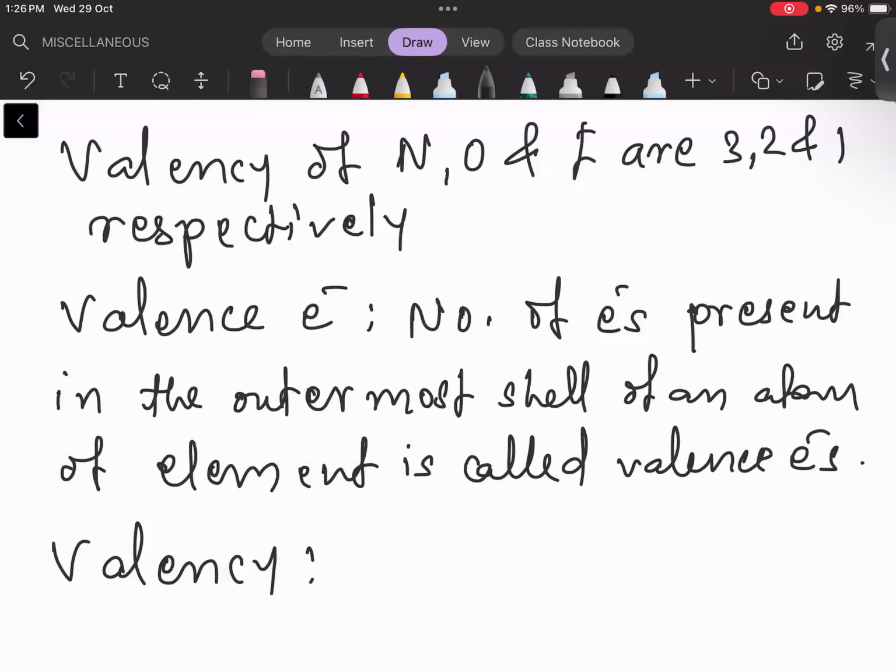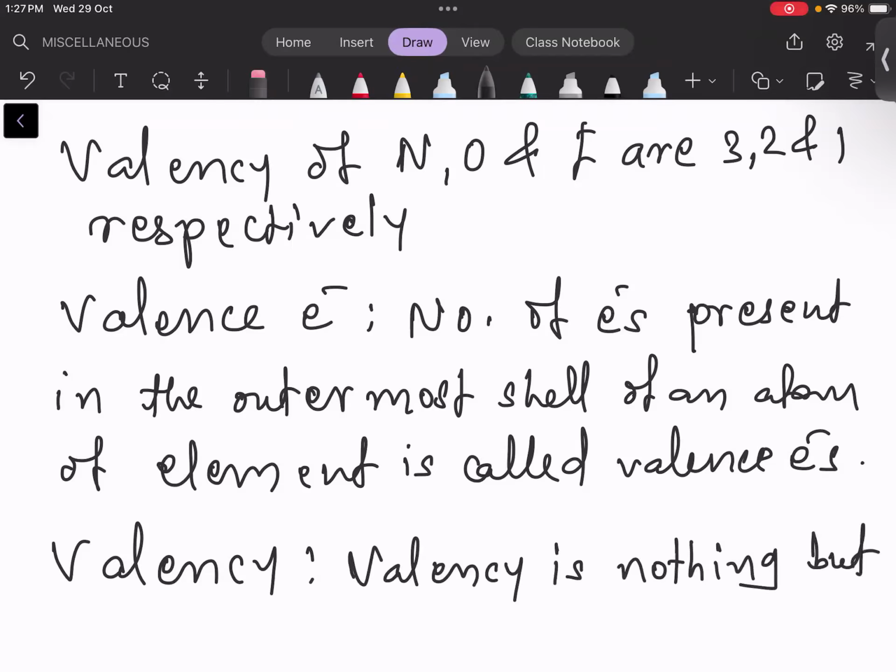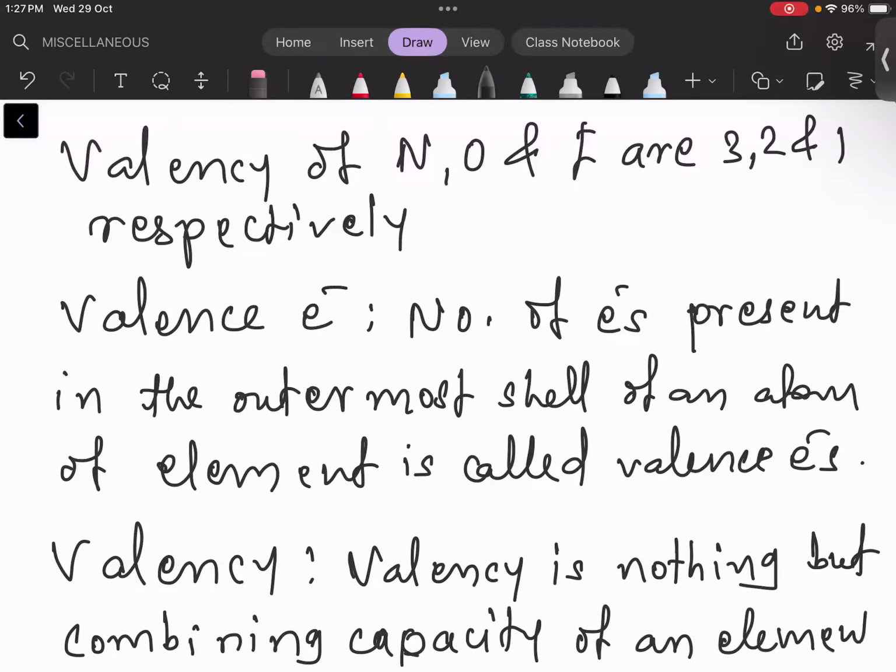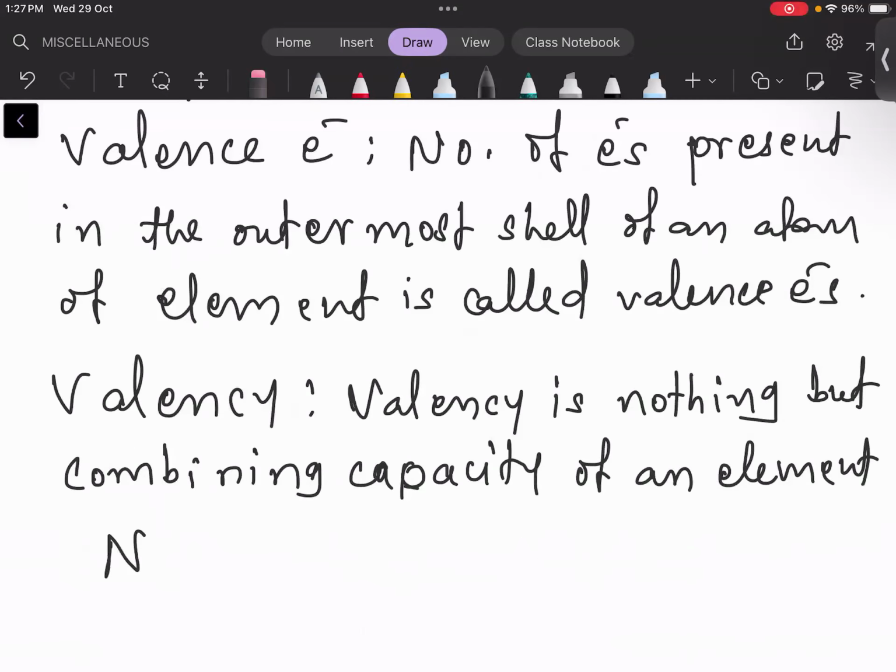Now, what is valency? Valency is nothing but combining capacity of an element.